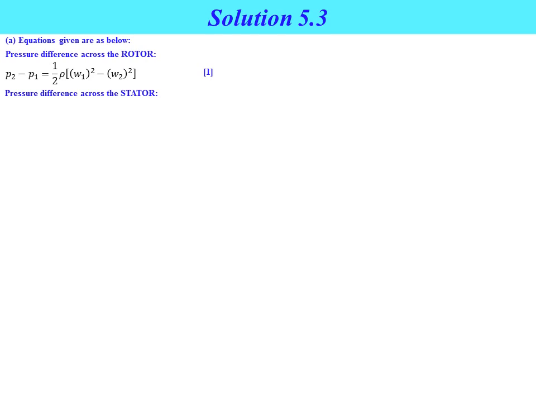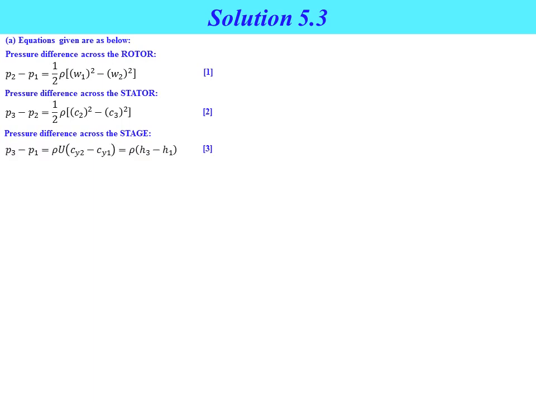The equation for the pressure difference across the stator is represented by equation number 2: P3 minus P2 equals half rho multiplied by bracket C2 squared minus C3 squared. And the last is for the pressure difference across the stage, represented by equation number 3: P3 minus P1 equals rho U multiplied by bracket Cy2 minus Cy1, equal to rho bracket H3 minus H1.